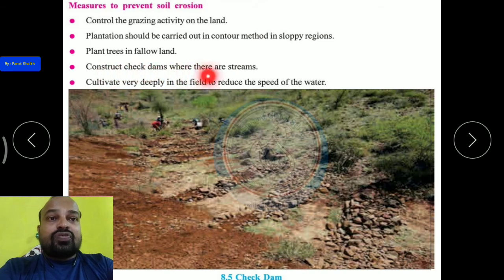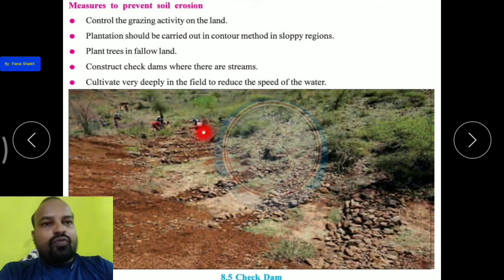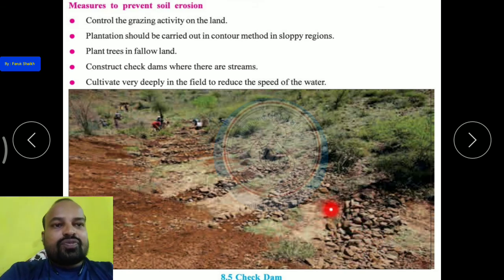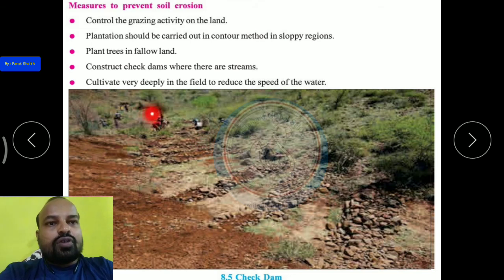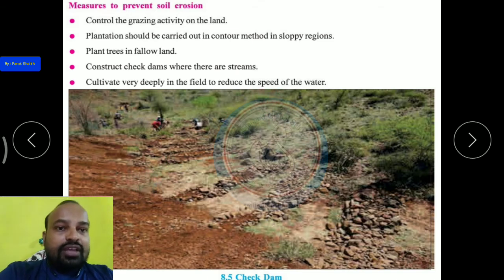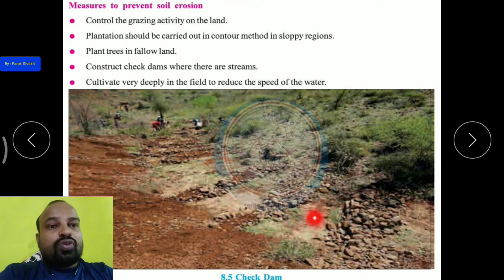Construct check dams where there are streams. Here you can see the stream of the water flow. Right now the water is not flowing, but when there is a rainy season, water flows from up here down. Between this, they build a very big check dam. So when the water flows from here, falling very fast, it will directly fall into the check dam.